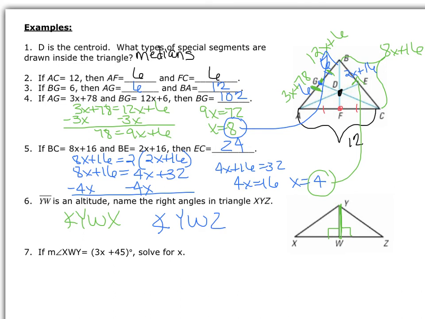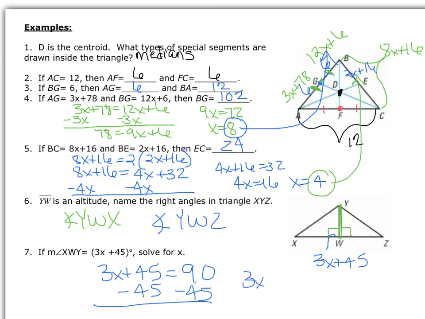Now, in 7, it's saying, what if the measure of XYW, that angle in there, was 3x plus 45? How could you solve for x? Well, we just said up above that angle XYW is equal to 90. So you set your expression equal to 90 and you solve for x. Divide by 3, x is equal to 15. That's how you use an altitude. Altitudes are perpendicular to the third side. Perpendicular lines form 90-degree angles. So you set your expression equal to 90.